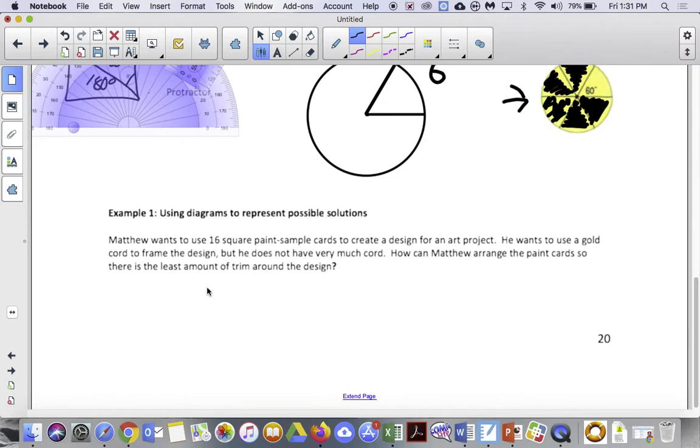So you got to look at this question and see what they're asking. And trim goes around the outside, which is another way of expressing perimeter. So we need to arrange the squares in a certain direction in order to get perimeter. And we don't have a lot of cord, so we want minimum perimeter.